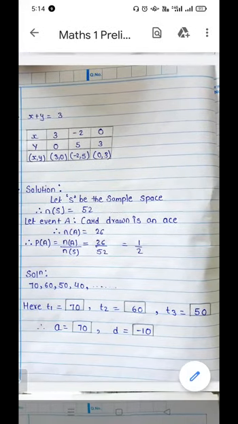So here a is equal to how much? a is equal to T1, that is equal to 70. And d is equal to 60 minus 70. We are subtracting the greater number from the smaller number, so the answer will be in negative form, that is minus 10.